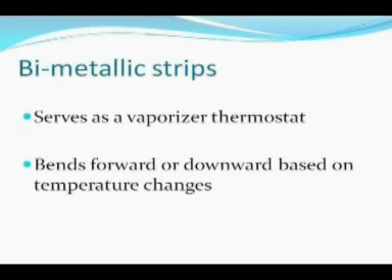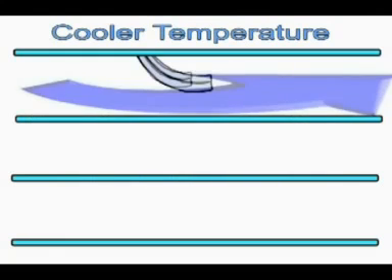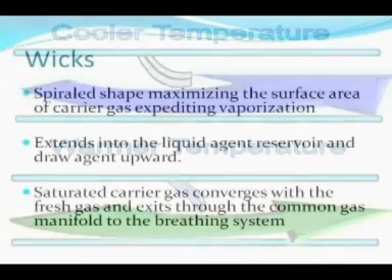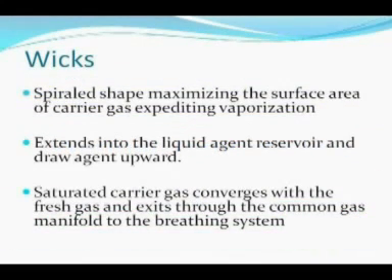Temperature fluctuation is controlled by a thermostatic valve to keep the output constant regardless of temperature variations that occur in the vaporizer. There are two metal strips that are bonded together, a bimetallic strip, which serves as a thermostat in the vaporizer. The thermostat bends to the left to allow more gas through the vaporizing chamber when the temperature decreases. On the other hand, if the temperature increases, the thermostat bends the other way to restrict the amount of gas to the vaporizing chamber.